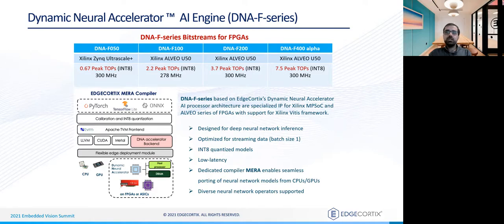Our software toolkit, the MERA compiler, which supports Apache TVM frontend, is provided along with all DNA F-Series products and enables seamless porting of deep neural network models written in standard machine learning frameworks like PyTorch and TensorFlow Lite. It also has a built-in interpreter and simulator, enabling hardware-less performance evaluation of pre-trained neural network models.